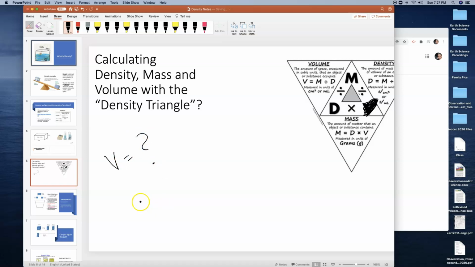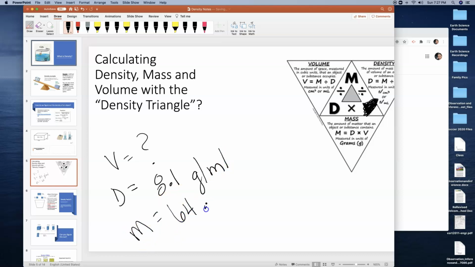Find the volume of an object if, we'll say the density equals, and again, I'm just making these numbers up as we go, 8.1 grams per milliliter, and we'll just say that the mass equals 64.4 grams. So again, I've got a number for density, I've got a number for mass. It's the volume which is missing. We scribble out the volume in our density triangle. What do we do? Mass divided by density.